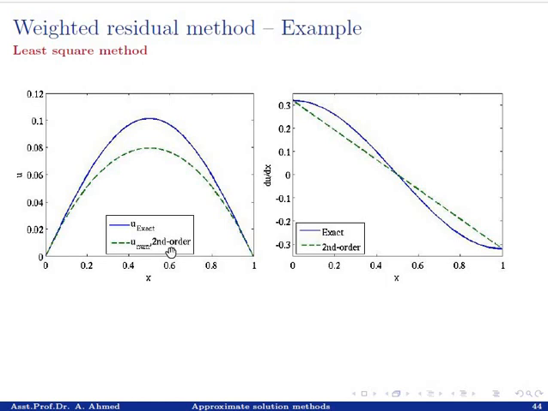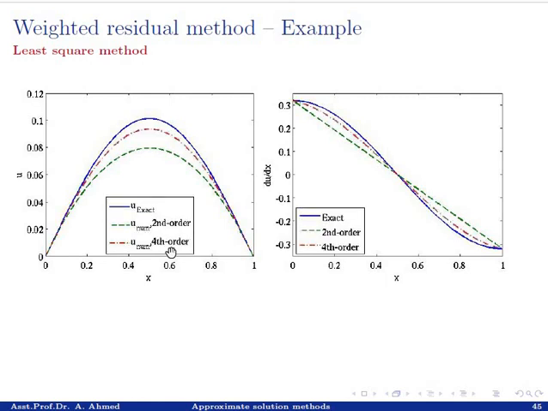If you use the fourth order polynomial equation, the red dotted line shows you the solution obtained from the fourth order trial solution. Now you can see that it is much closer to the exact solution. Similarly, the first derivative of the solution is also very close to the exact solution. So by increasing the order of the polynomial, you are getting a solution closer to the exact solution.